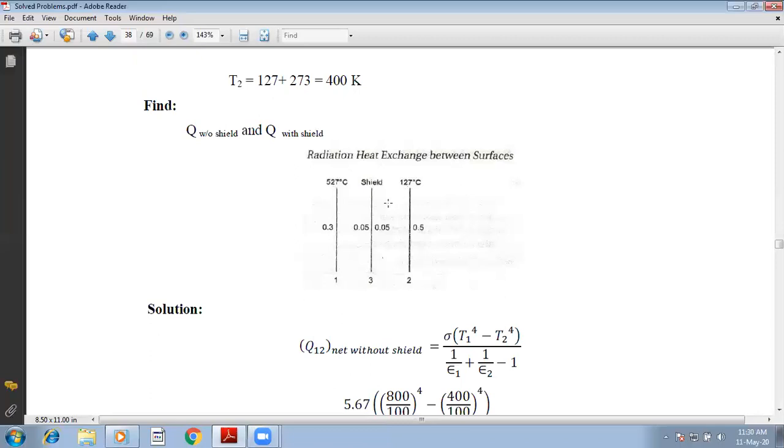In the first case, without considering the radiation shield, you need to calculate, if these planes are at this temperature with this emissivity on each surface, what will be the heat transfer? In the second case, if I place a radiation shield with the emissivity of 0.5 on both sides, then at this face as well as at this face the radiation shield has an emissivity of 0.5.